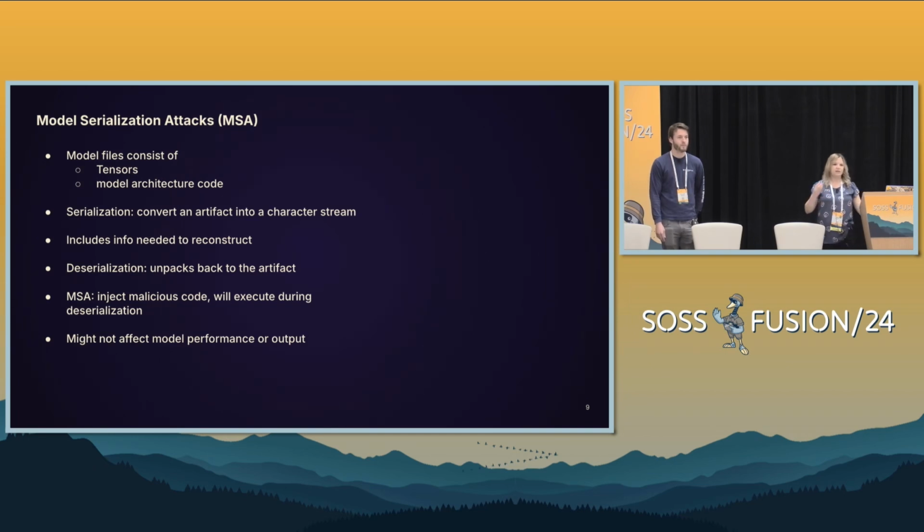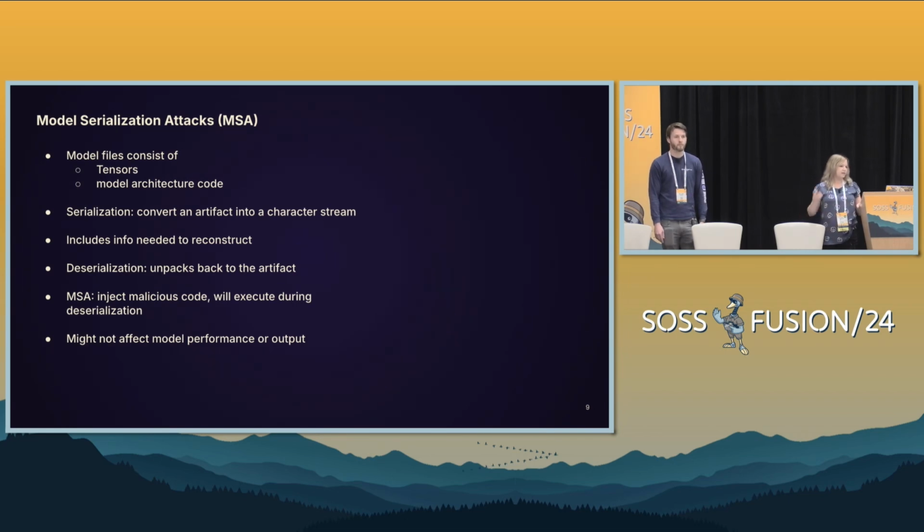In order to save a model, exchange it, move it from one place to another, you need to serialize it. So it's converting that from the artifact into a character stream. It's going to include the tensors, so the large arrays of the weights of each layer, and the model architecture code, so instructions on how to put it back together. And so the serialized format needs all of the information to reconstruct the model, and most of the time that's going to mean it executes code.